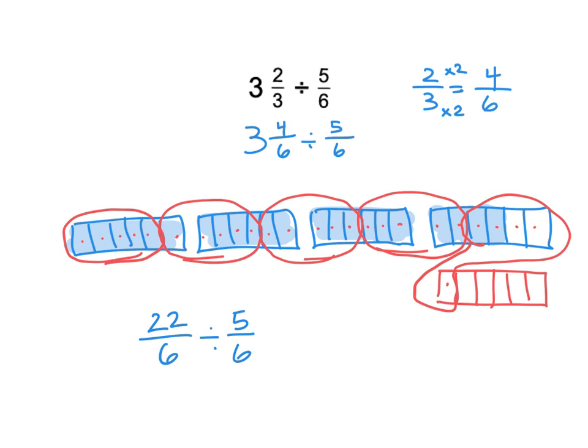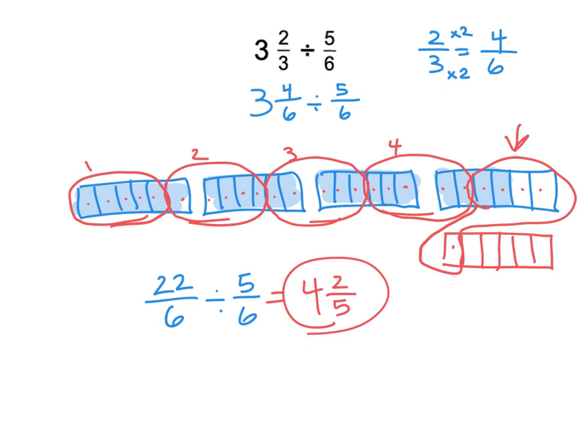So we look at how many complete groups we have, how many of these red circles are completely shaded in, and I've got 1, 2, 3, 4 that are completely shaded in. Now this last group here that I circled, not all 5 out of the 5 pieces are shaded in. Only 2 out of the 5 are shaded in.